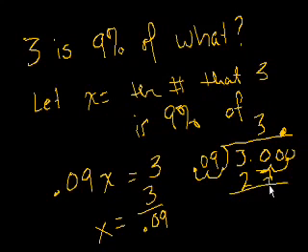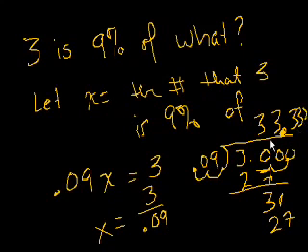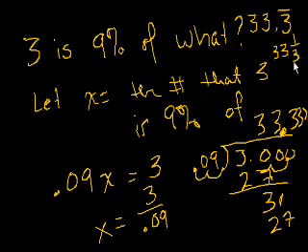I think I see a pattern here already. 30 minus 27 is 3, and you're just going to keep getting 33, 33, 3. The 3s are just going to go on forever. So it turns out that 3 is 9% of, you could either write it as 33.3 repeating, or we all know that 0.3 forever is the same thing as 1/3. So 3 is 9% of 33 and 1/3. Either one of those would be an acceptable answer.